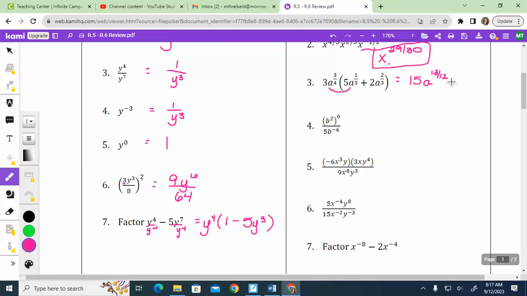Since a is written each time, we add them. Okay, then this one we get 6a. So 3/4 plus 2/3. Number 4, b squared to the 0. What's anything to the 0? Okay, the b has a negative exponent, so what happens to it? It goes up to the top, but the 5 stays, so it's b to the 6/5.